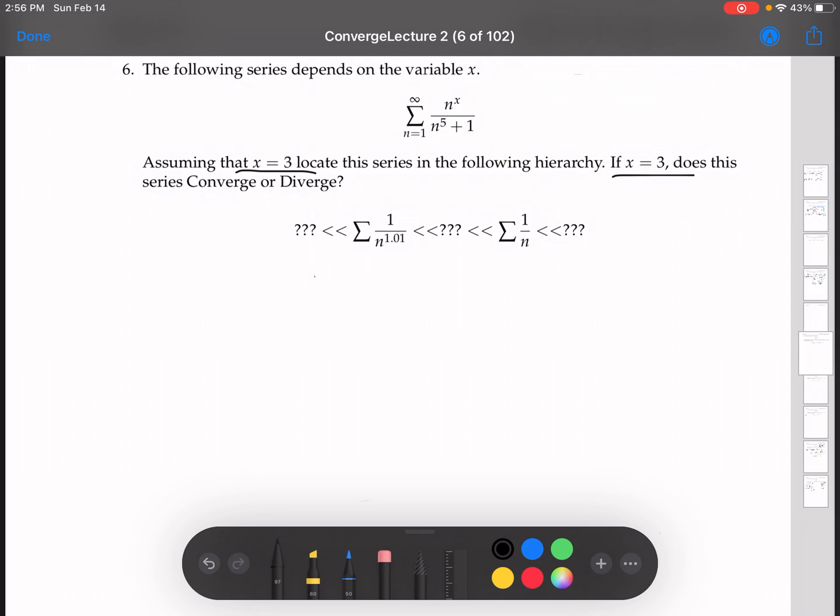And the goal of this problem is to determine where the series with x equals 3 sits in the following hierarchy, either here or here or here. And also we want to determine whether the series with x equals 3 converges or diverges.